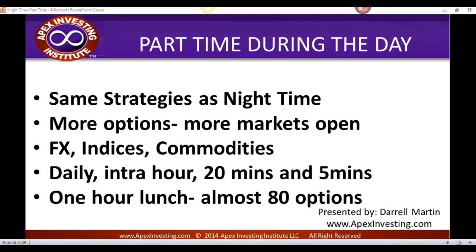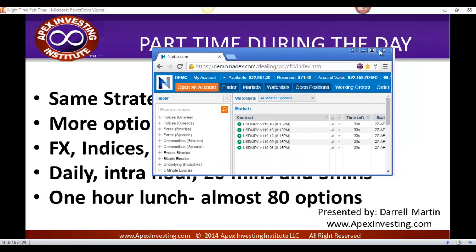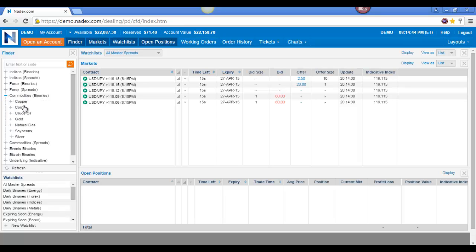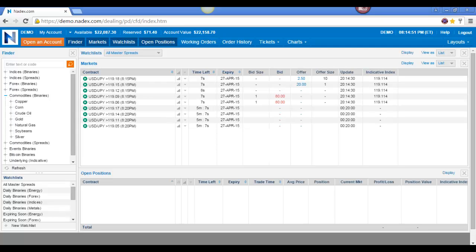If you're not going to see a whole lot of them open right now, except for the dailies. Right here, if you go into your account or demo account, the first two are indices, which are the stock indexes. And you got Forex, which are the FX pairs, Aussie dollar, Euro dollar. And then right here, you've got commodities, all right? Copper, corn, oil, gold, natural gas, soybeans. So yes, Nadex does offer spreads and binaries on commodities. And yes, you specifically asked about gold and silver, that they do, okay?